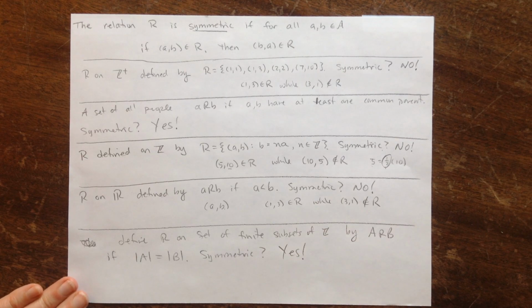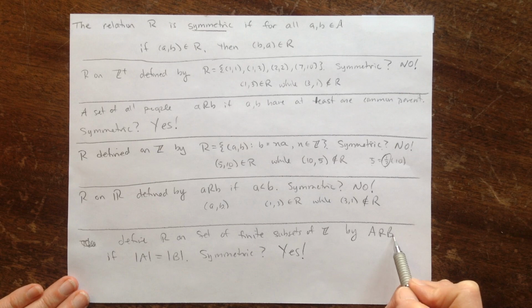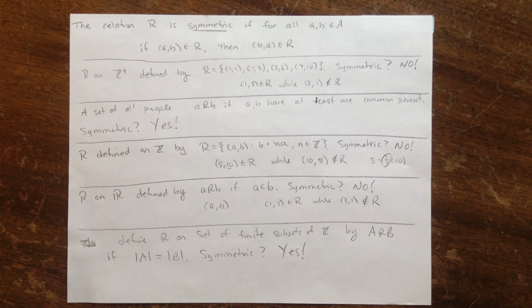Absolutely. Because if the set A has the same number of elements as the set B, then the set B has to have the same number of elements as the set A. So I think that one's fairly obviously symmetric. So there you have it, 5 examples, some symmetric, some not. The next property we'll look at is transitivity. Okay, very good.